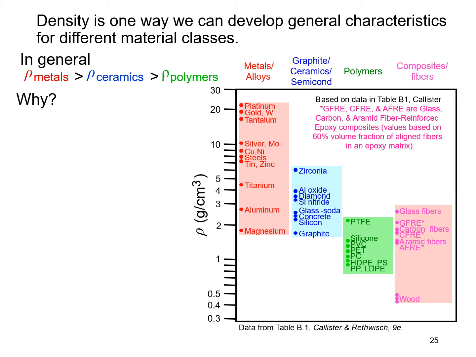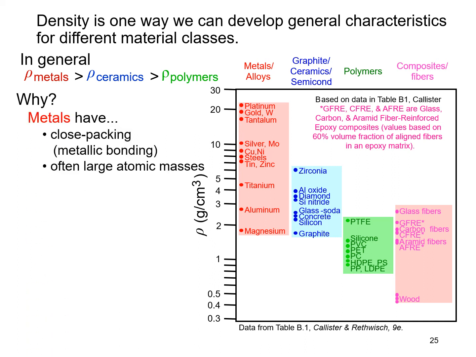We can use density to help develop general characteristics for different material classes. In general, the density of metals is going to be higher than that of ceramics and that of polymers. Why might this be? Well, there are various reasons, usually looking at the packing structure, the atoms themselves, and the type of bonding. Metals have close packed metallic bonding. They also are often atoms of larger atomic mass.